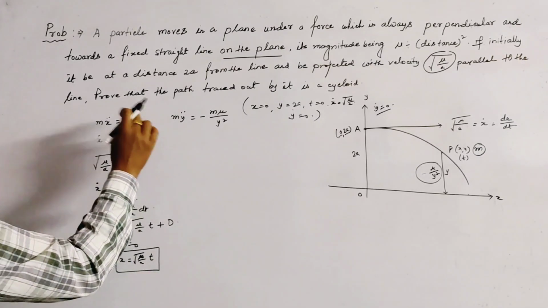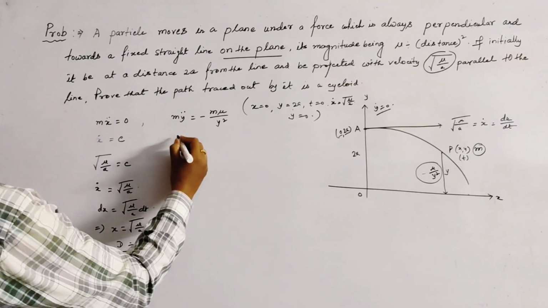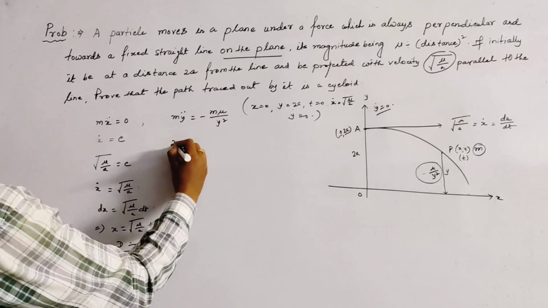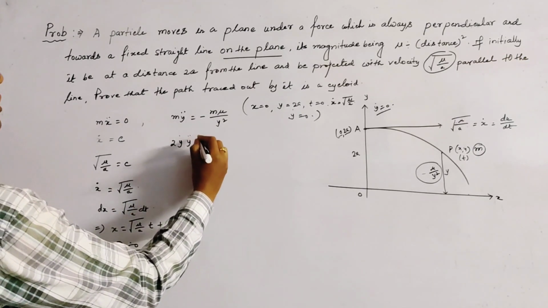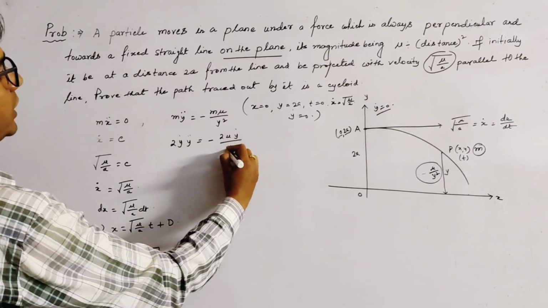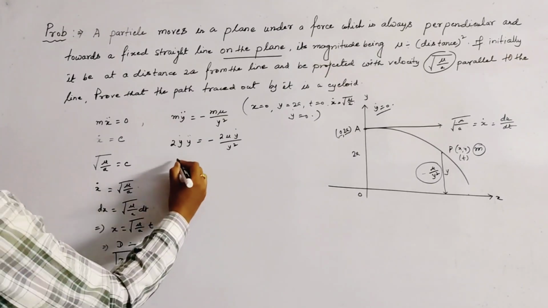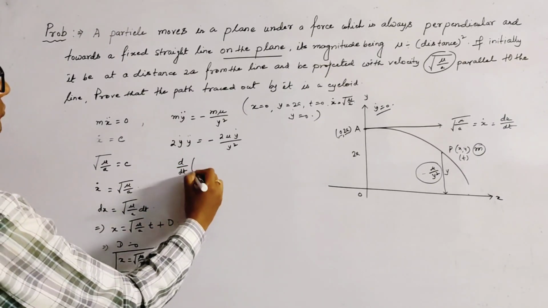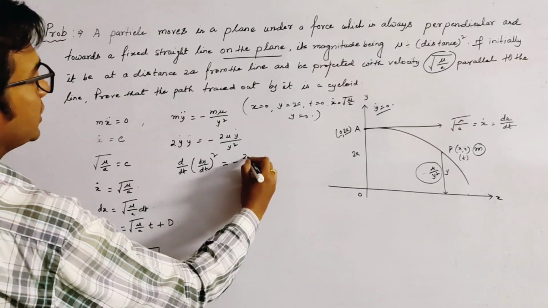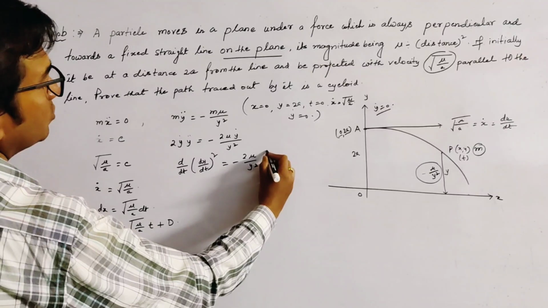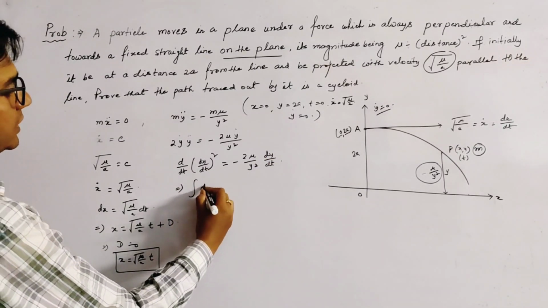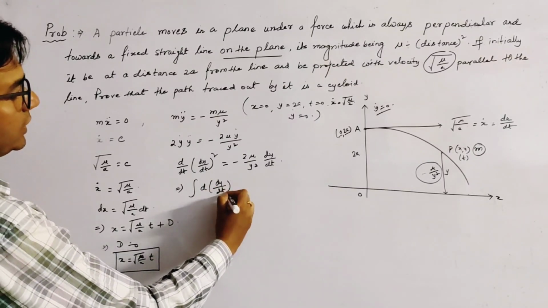Now from the second equation of motion, we multiply both sides by 2 y dot. So 2 y dot into y double dot is equal to minus 2 mu y dot by y square, and this relation gives d by dt of (dy by dt) whole square equal to minus 2 mu by y square into dy by dt, and integrating, we get the integration of d of (dy by dt) whole square.